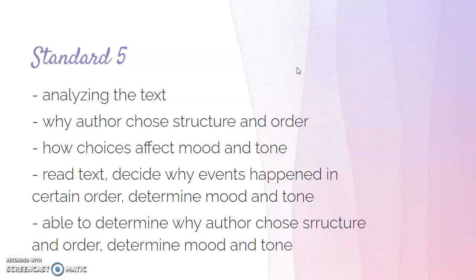Standard 5 is being able to analyze the text and to choose why the author chose the structure and order. You need to know how the author's choices of structure and order affect the mood and tone. So to do that, you need to read the text, decide why the events happened in the order that the author chose, and then determine the mood and tone.